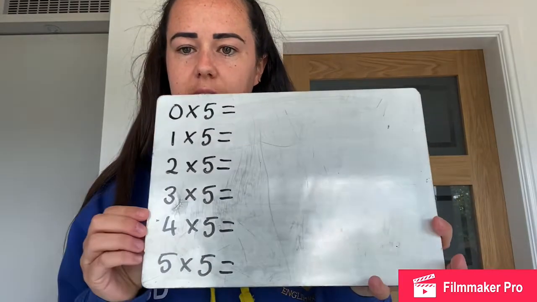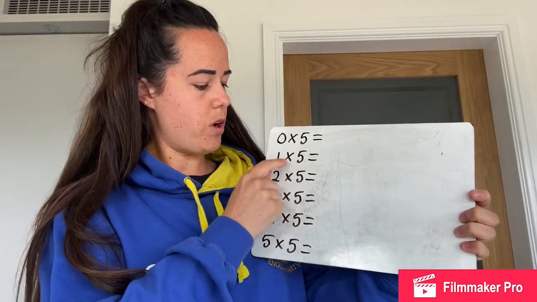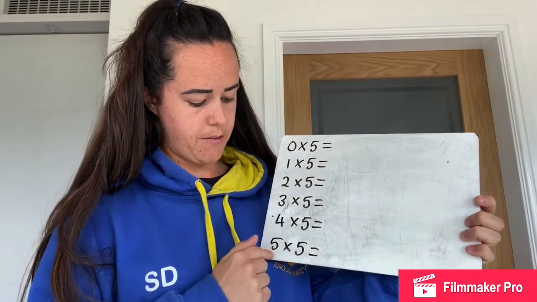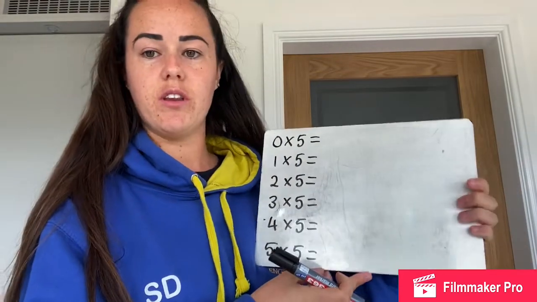0, 5, 10. Now 5, 10, 15. Ooh, I think they end in a 5 and a 0. So all the numbers in the 5 times table will end in a 5 and a 0 always. So I've written down our 5 times table here and I've started to write it down. Okay, so we have got 0 times 5, 1 times 5, 2 times 5, 3 times 5, 4 times 5 and 5 times 5. Now I have stopped at 5 times 5 because we're going to have a look at the rest together in a moment.